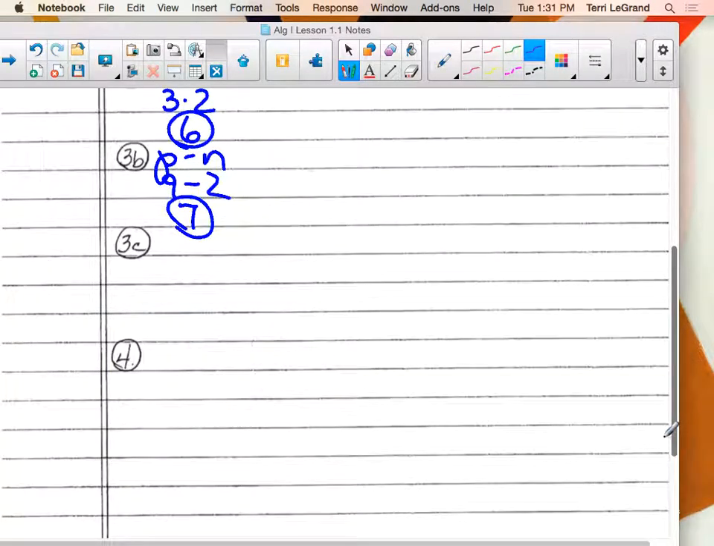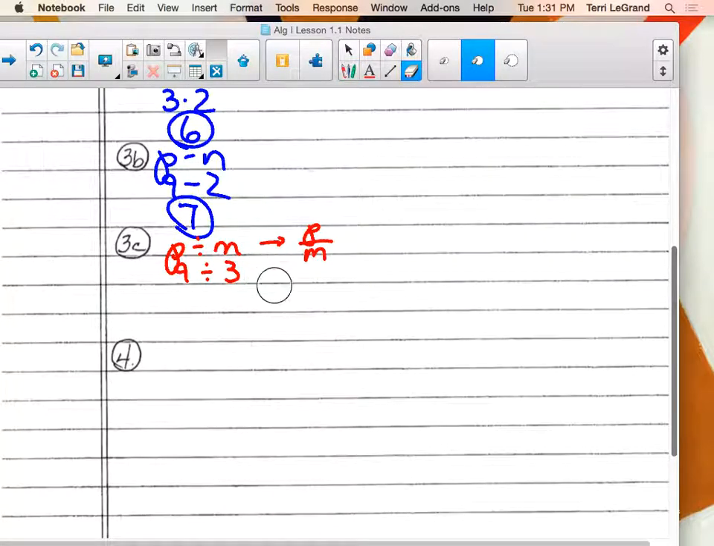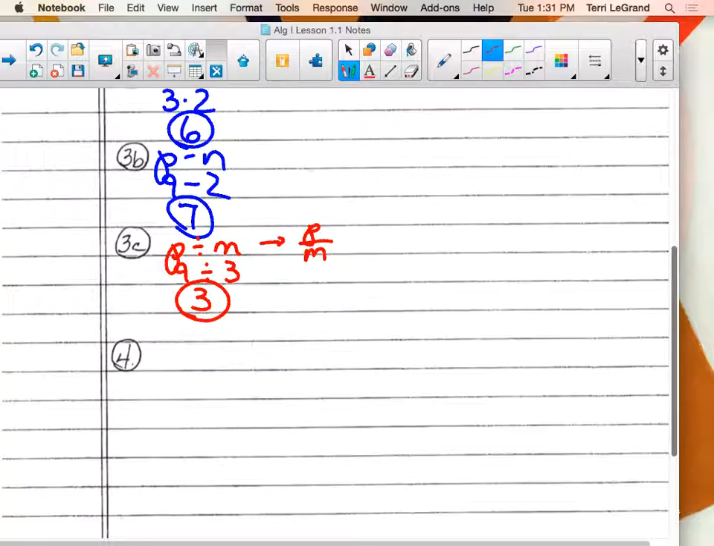Okay, 3c. My algebraic expression this time is p divided by m, which could also be written like this, right? Correct? Okay, so p is what? 9, and m is 3, and 9 divided by 3 is, oh my goodness, were they nice to you? Is 3 divided by 9 the same thing? What's 3 divided by 9? 3/9, also known as 1/3, okay.